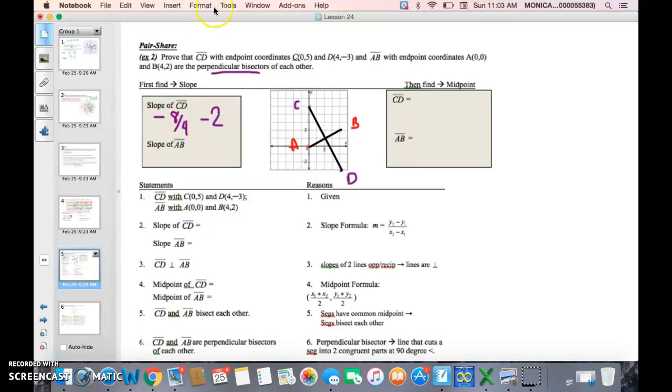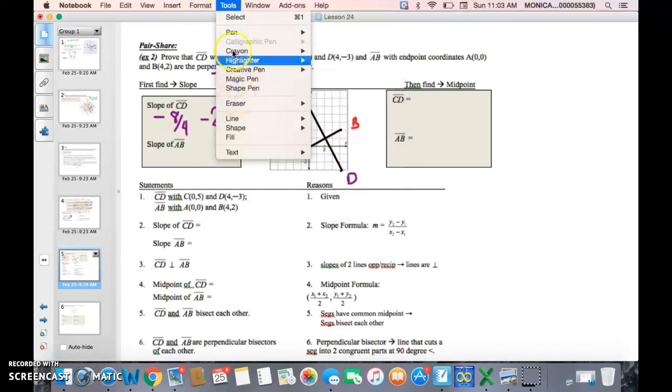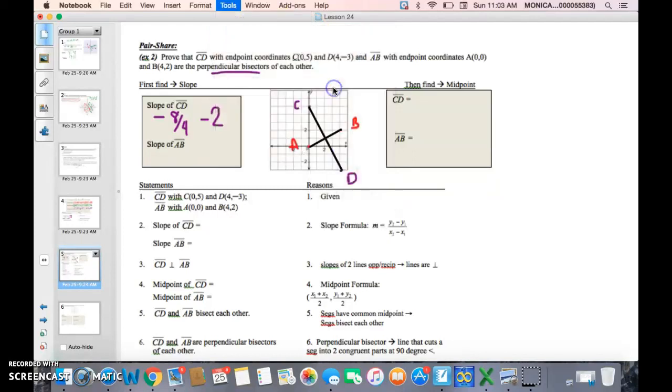All right, and then I'm going to find my slope of AB. And again, I'm finding the slope in this case to prove that they're perpendicular. Okay, so this is the part where I'm proving perpendicular. So let's see, I go up 1 over 2, up 1 over 2, so my slope is positive 1/2. So I've proven that negative 2 is the opposite reciprocal of 1/2.